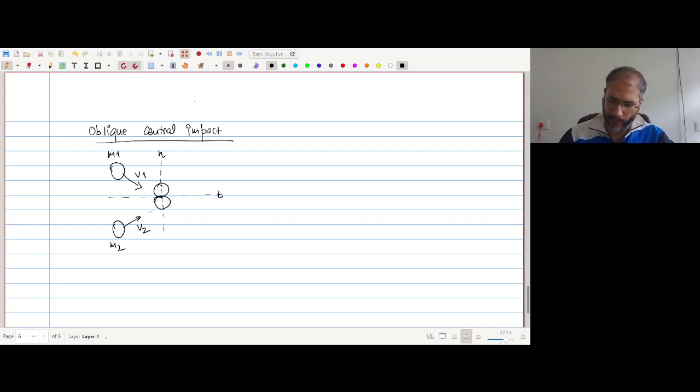So after collision, the bodies will rebound. The first one we'll say goes with vectors v1 prime, and the second one goes with v2 prime, and the angles they make are theta 1 prime and theta 2 prime, and initially before the impact they were making angles theta 1 and theta 2. So this is the convention that we are using.